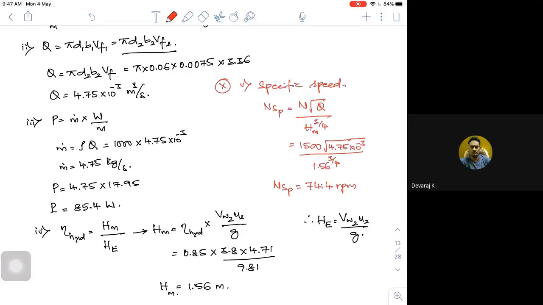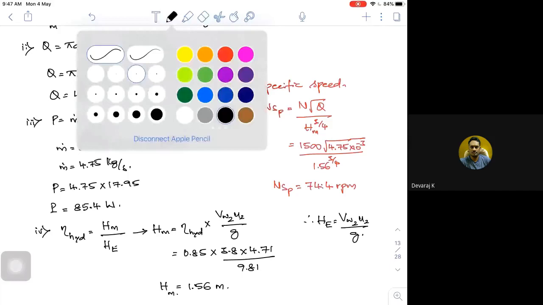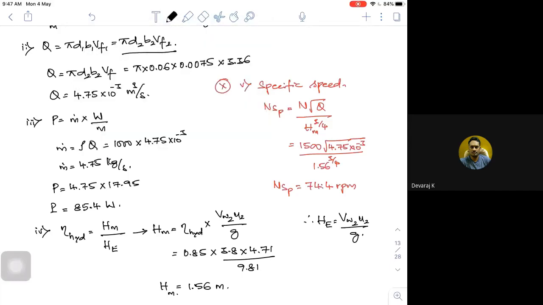So this is a very simple centrifugal pump numerical. Today I will try to solve as many simple problems as possible. Tomorrow I will try to solve one or two difficult problems where you have to calculate some things and then move further, taking the previously calculated values. This was the first numerical, which is very simple.